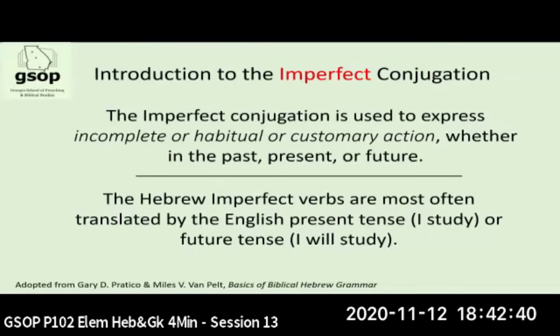Now, perfect conjugation in the Qal is, of course, talking about a completed action. Now, in the Qal, the imperfect is an incomplete action, something that might be ongoing or reiterative or something of this nature. Imperfect conjugation is used to express incomplete or habitual or customary action, whether past, present, or future. The Hebrew imperfect forms of verbs are most often translated in English in present tense, I study, or future tense, I will study. And that's really the significance of it.